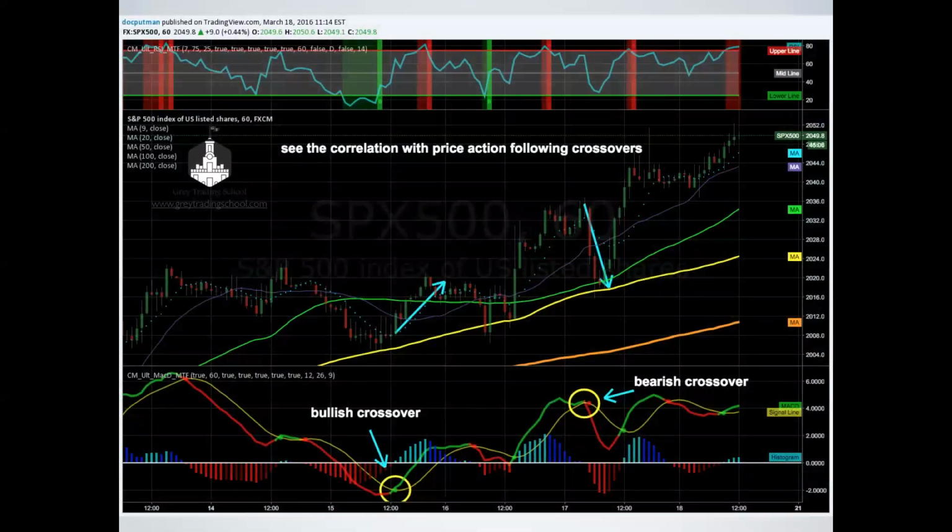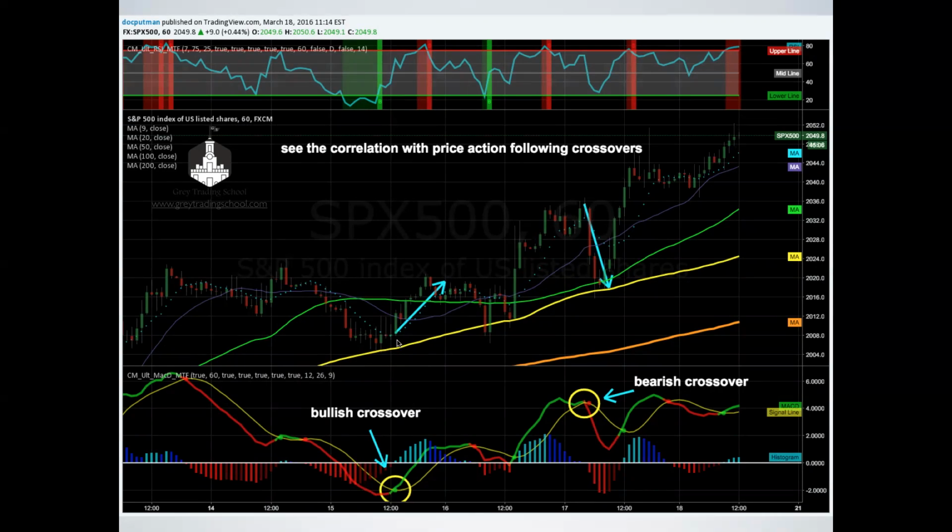Signal line crossovers are the most common of MACD signals. The signal line, like I said earlier, is the 9-day EMA of the MACD line. So as a moving average of the indicator, it actually trails MACD, but it makes it a lot easier to spot MACD turns. A bullish crossover, as seen here, occurs when the MACD turns up and crosses over the signal line from below. So we've got the MACD line, it comes up and crosses through and over the signal line.